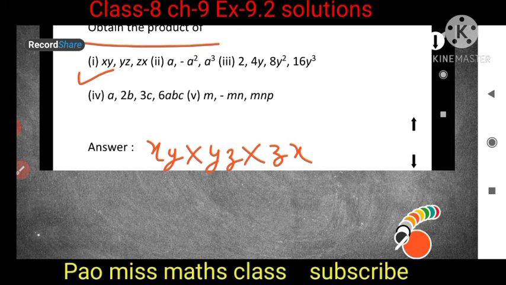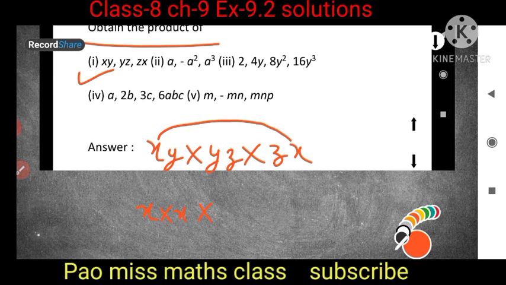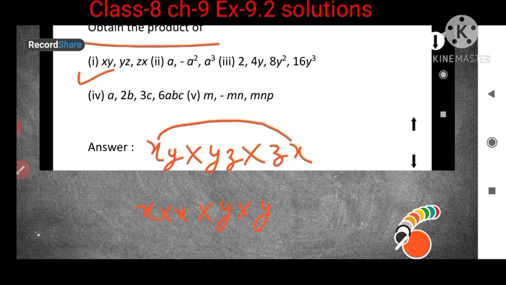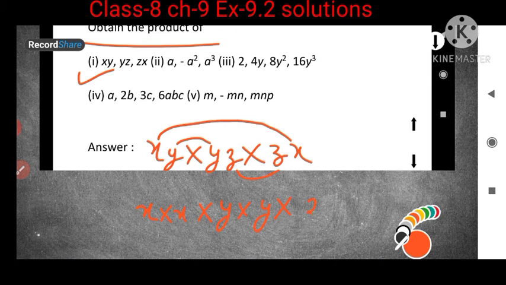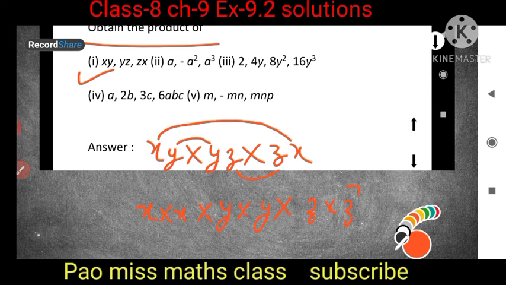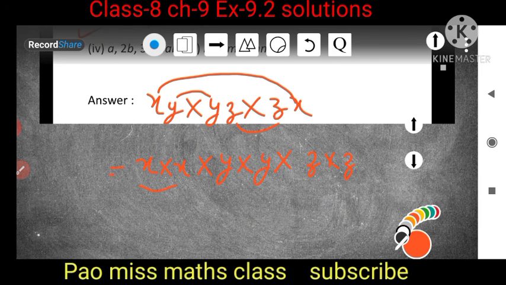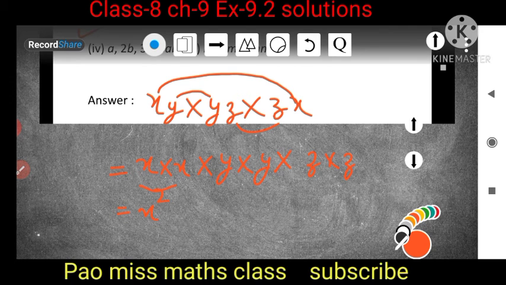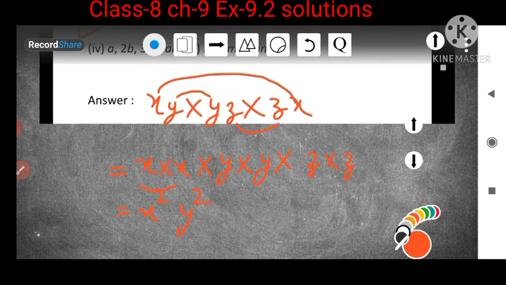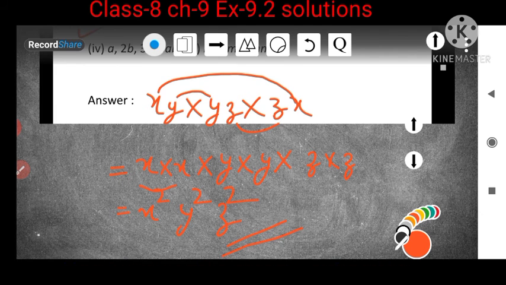Now can you see the same variable? Yes, x is there, so we got x into x, then again y. So you will write all the similar terms together. Now y, y we have, then z, so z also you will write together. Then you can see x into x is equal to x to the power 2. In the same way, y into y is y to the power 2, and z into z is also z to the power 2. So what is the answer? x square, y square, z square.